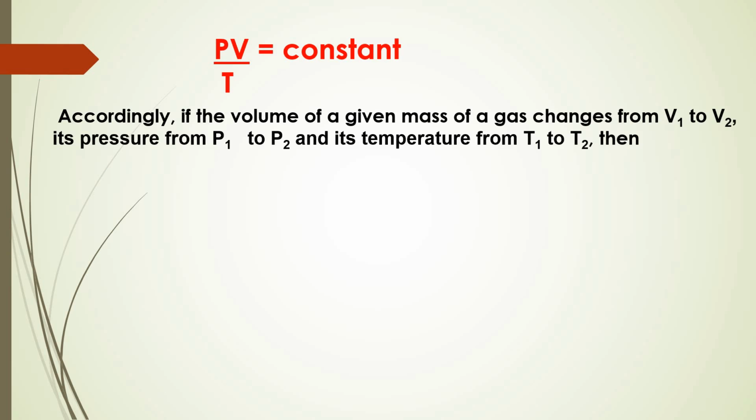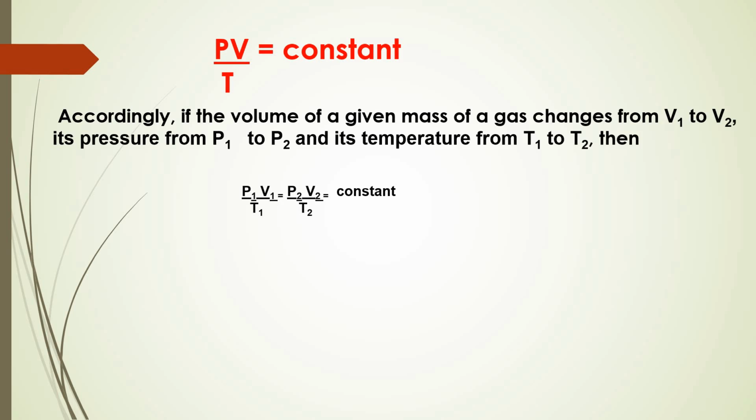Now if the volume of a given mass of gas changes from V1 to V2, that means here volume is varying. Initial volume V1 changes to final volume V2. If its pressure also changes from P1 to P2, here pressure is also varying, and its temperature also changes from T1 to T2. So here all three variables are varying. So according to these gas laws, what do we get now?